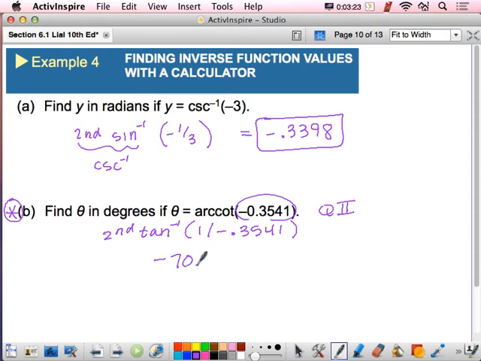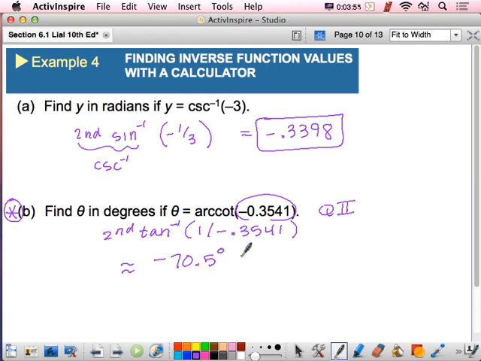-70.5 what? Oh no, what are your units? Degrees, yeah. We'll round it to -70.5. Here's the problem with that. What quadrant is that from? That's quadrant 4. Why does my calculator think that I want it from quadrant 4? Because what did I type in? I didn't type in inverse cotangent. I typed in inverse tangent.